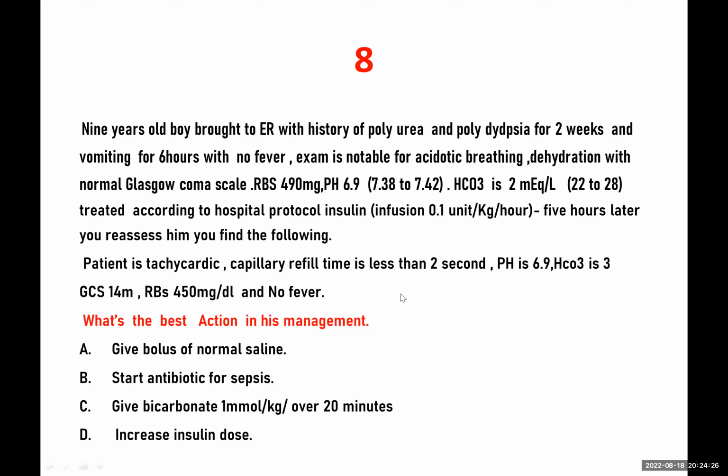The answer is, what is the problem of this child? When I reassess him, his capillary refilling is less than 2 seconds. So this child is not needing fluid. Because if the acidosis is not improved after 4 hours, you have to think of the following. Is the problem related to fluid? Do we need more fluid? Or this child may have hidden sepsis and need antibiotics for that.